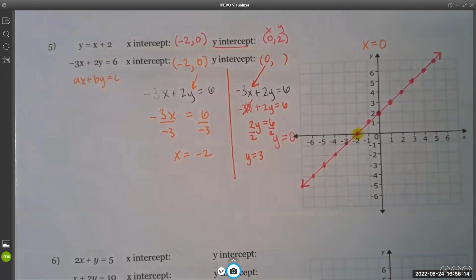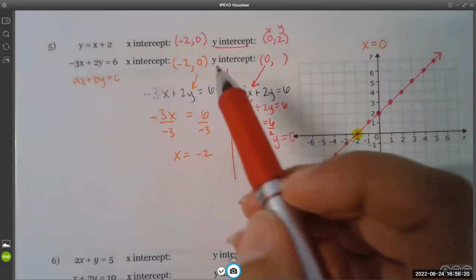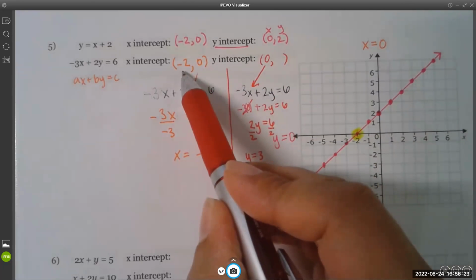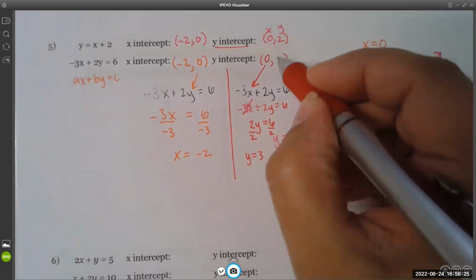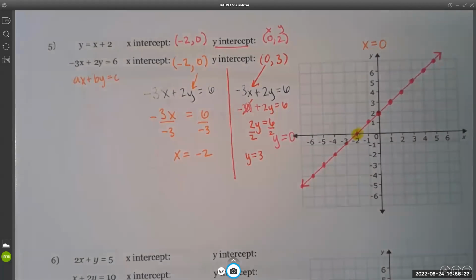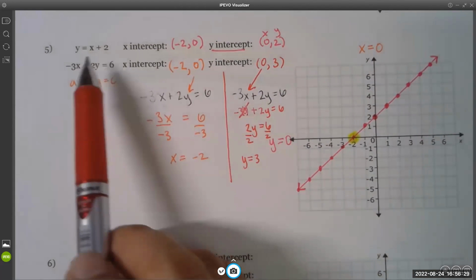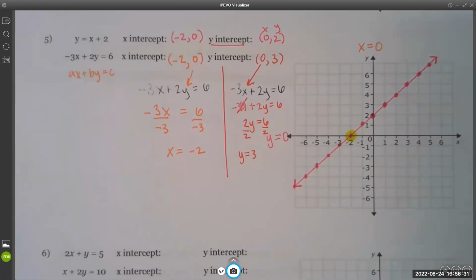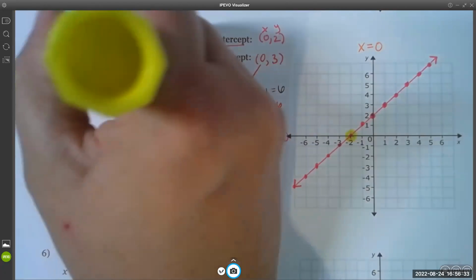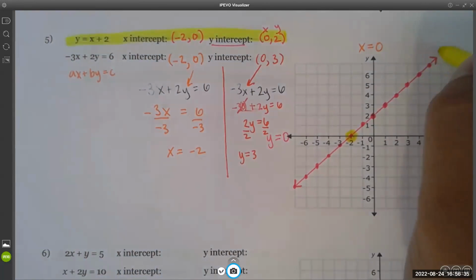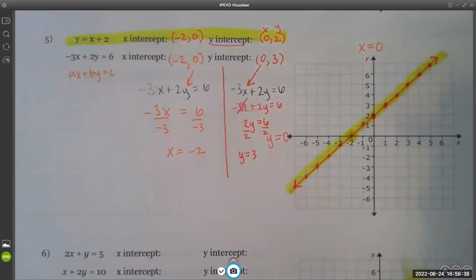Again, this is not 1 point. This is not the point negative 2, 3. This is the point where y is 0 and x is negative 2, and x is 0, and then the y is 3. So this first line that I just graphed, it's on the graph already, right? And this is what you've been graphing a lot with me in this class.